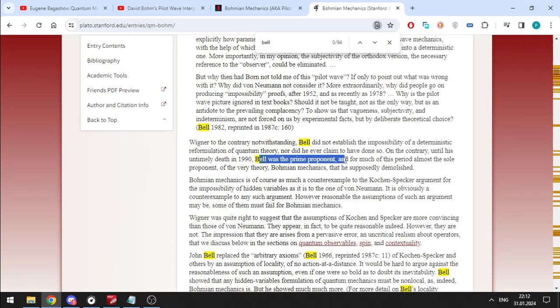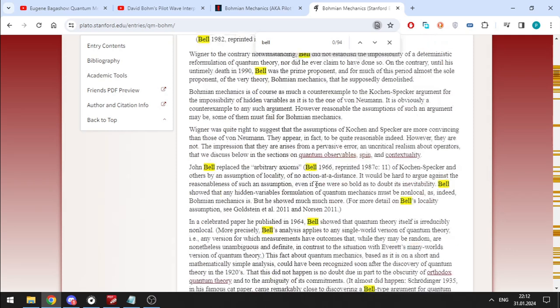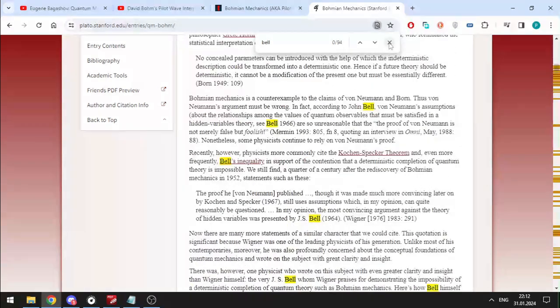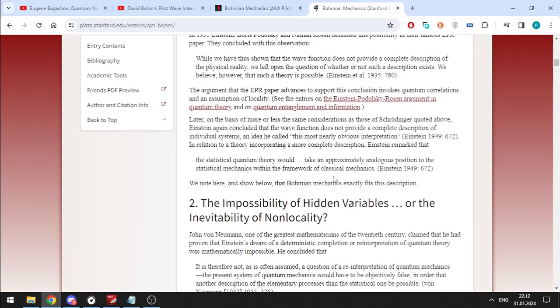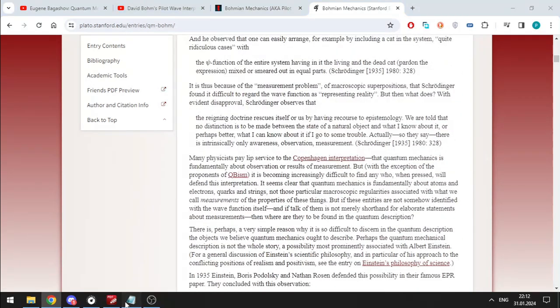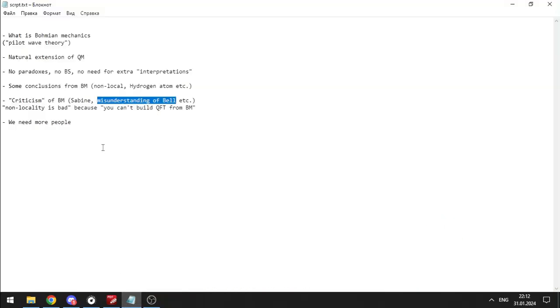Bell was the prime proponent, almost the sole proponent of Bohmian mechanics. What an irony, right? And people quote Bell as an argument against Bohmian mechanics. This is so stupid, but yeah, you get what you get.